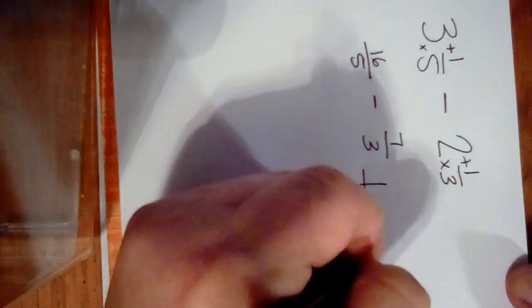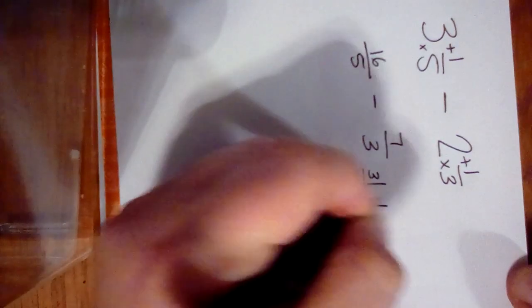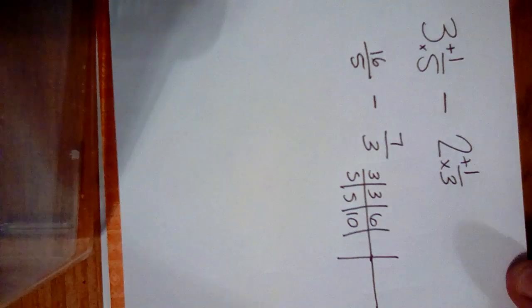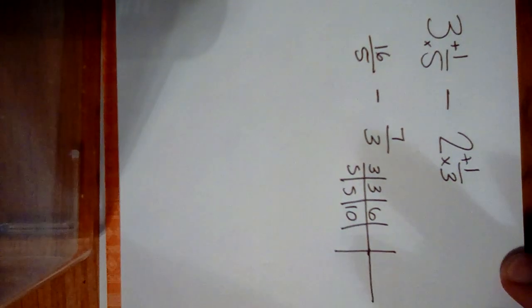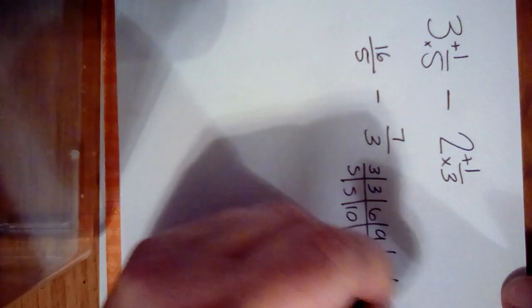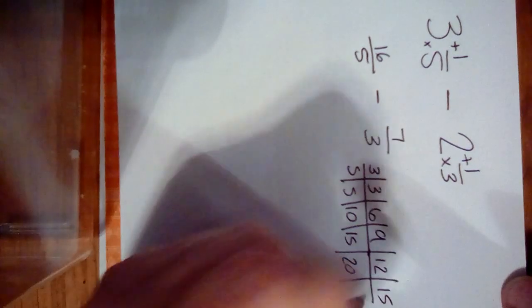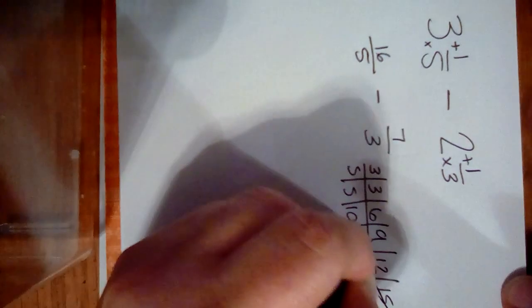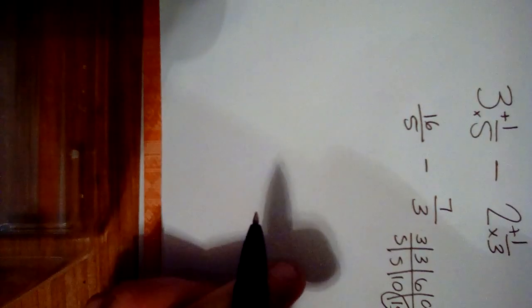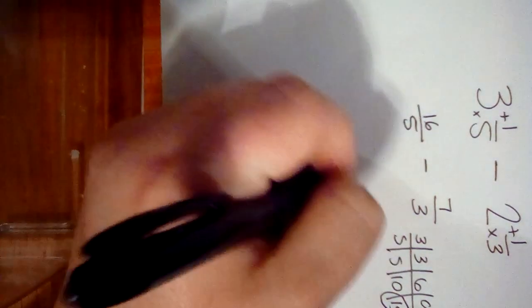I'm going to do my little LCM chart here, to see what's the first number they have in common. Which I know is 15, but if you don't know, you have to work it out. There it is right there. So I know my common denominator is 15. Whatever I do to the top, I must also do to the bottom. Times 3. 16 times 3.